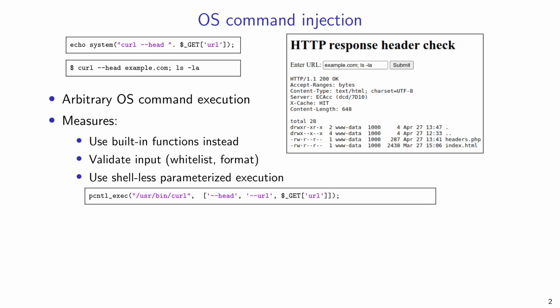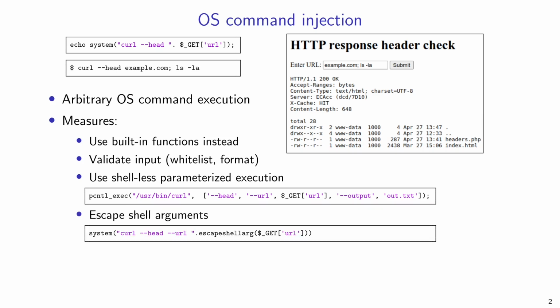As a workaround, we would have to make curl write the output to a file and afterwards read that file and return the content to the user, which is not that convenient. Anyhow, the least preferred measure is to escape shell arguments using a special function, escapeshellarg.